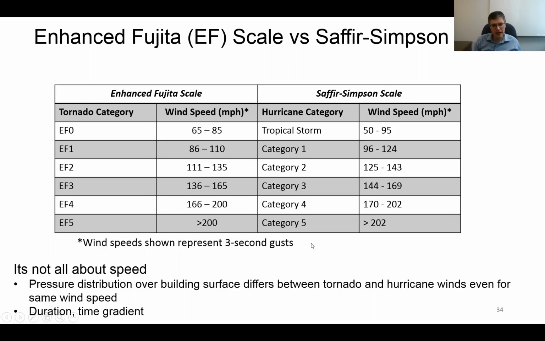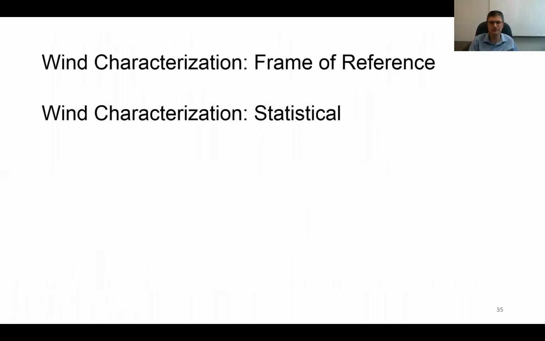But tornadoes and hurricanes affect structures in different ways, and it's not just about the speed. A 100 mile an hour tornado and a 100 mile an hour hurricane may damage the same structure in different ways because, for example, the pressure distribution over the surface of the building would be different between a tornado or a hurricane, even at the same wind speed. And also the duration of the event itself. A hurricane can last hours, and a tornado for a specific structure would last a matter of seconds. There's a different time gradient with respect to how quickly the speeds ramp up and ramp back down for a particular structure. And so again, a 100 mile an hour tornado and a 100 mile an hour hurricane aren't really the same thing. You wouldn't necessarily design them the same way, or shouldn't.